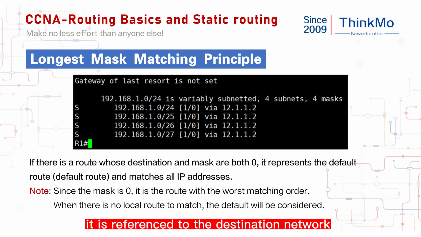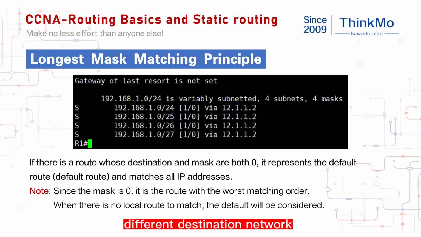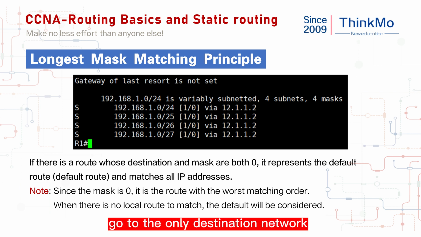The routing table is referenced to the destination network. As long as the mask is inconsistent, it means a different destination network. Going to the only destination network, there will be a unique route. It will be processed by the principle of adding to the table.